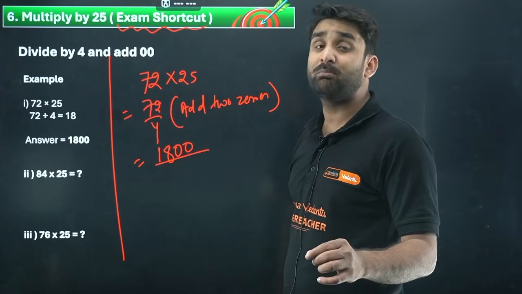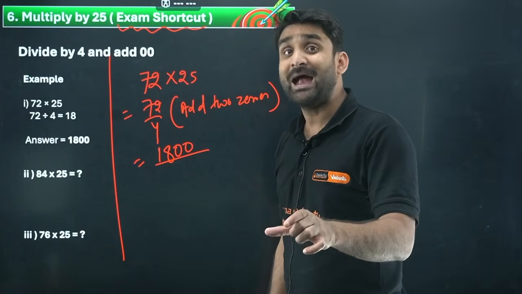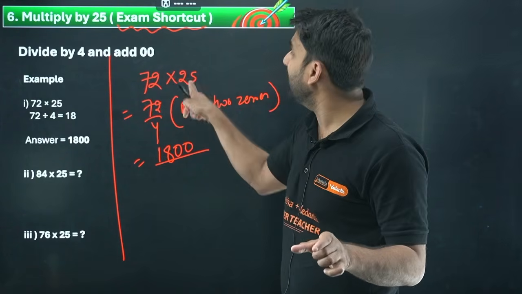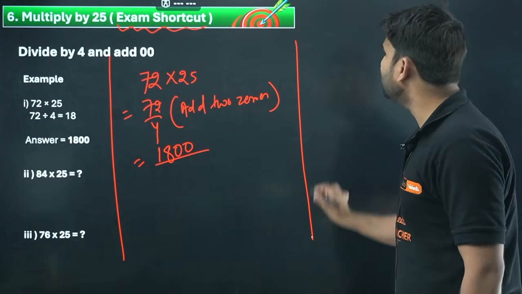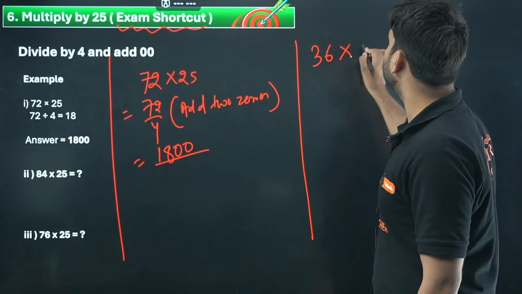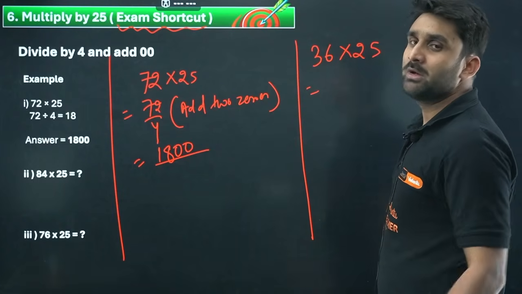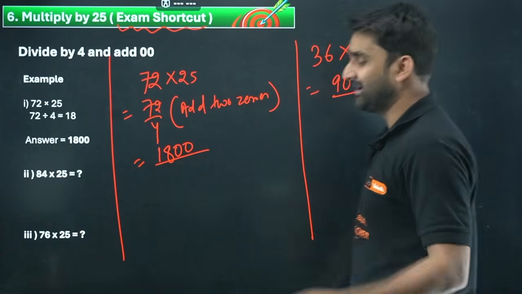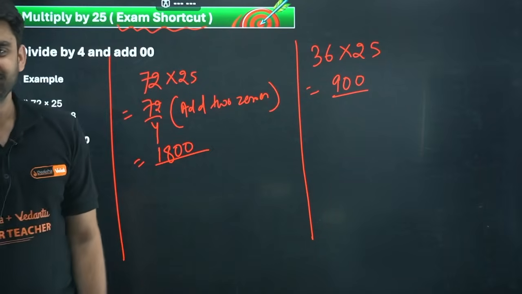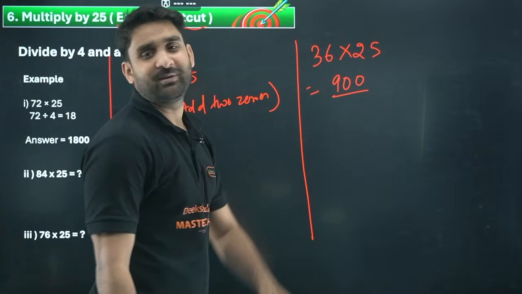When we were multiplying by 5, we added 1 zero, but if we are multiplying by 25, we'll be adding 2 zeros, my dear. Now, if I ask you, multiply 36 into 25. So 36 will be divided by 4, so 9 will be there and 2 zeros will be added. Come on, my dear, 900 is the answer. 36 into 25 will be 900.